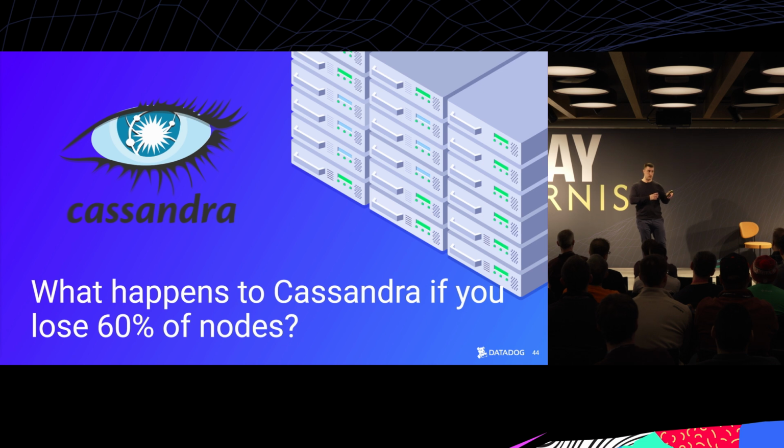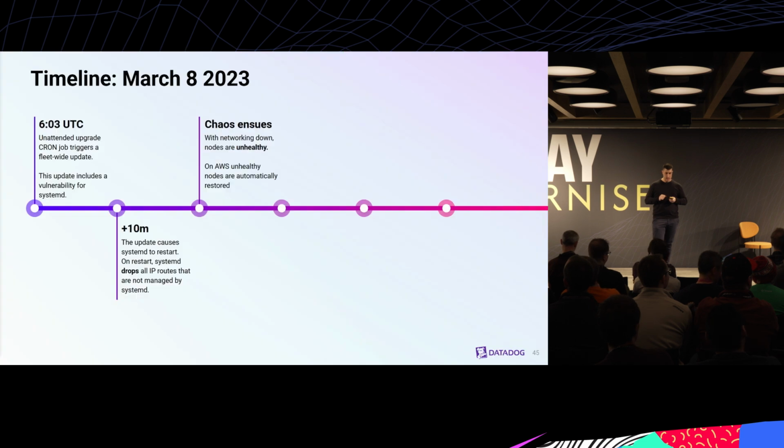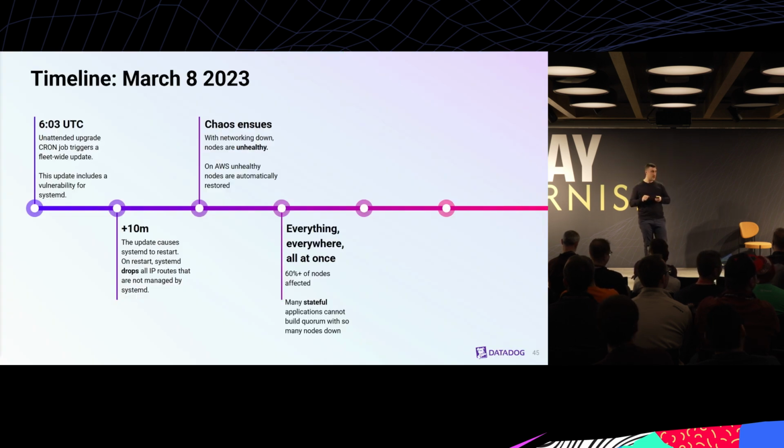And we use Cassandra for Temporal, so Temporal data was lost. So everything, everywhere, all at once. This happened across many data centers, across many regions, all at once. Not nice. We heavily use Temporal at Datadog. And some of the things that we do is incident response with Temporal, like processes.